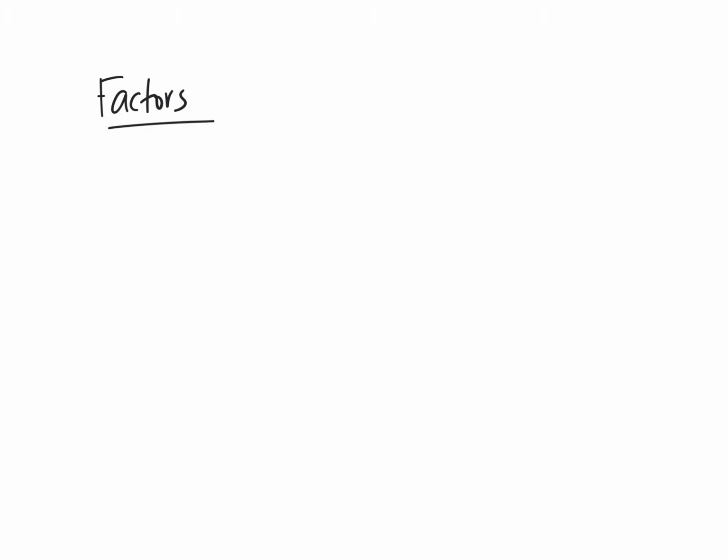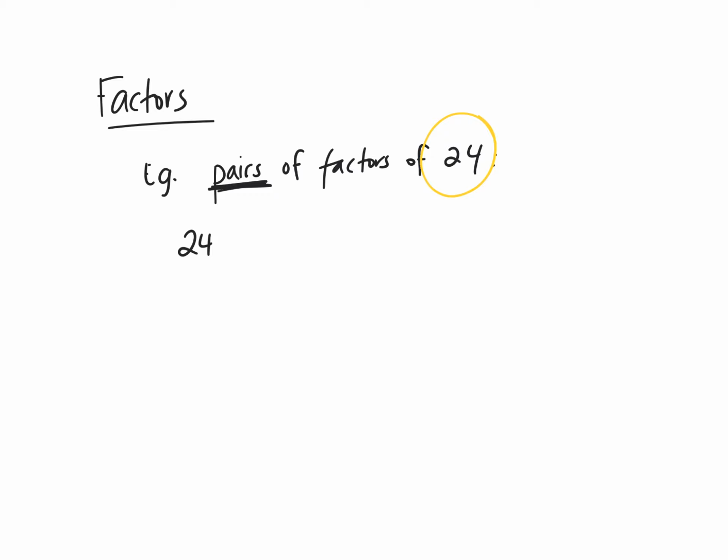In this example, we have pairs of factors of 24. So we're looking for numbers, pairs, two numbers, right? A pair is two numbers that you can multiply together to give me 24. Well, we can always start with 1, right? Anything can be divided by 1. 1 times what is 24? 24. You can multiply 1 times 24, and the answer will always be the number you multiplied it by.